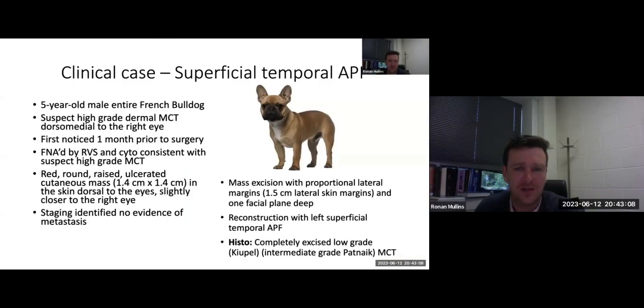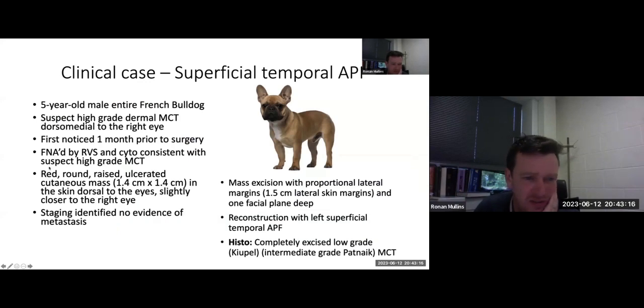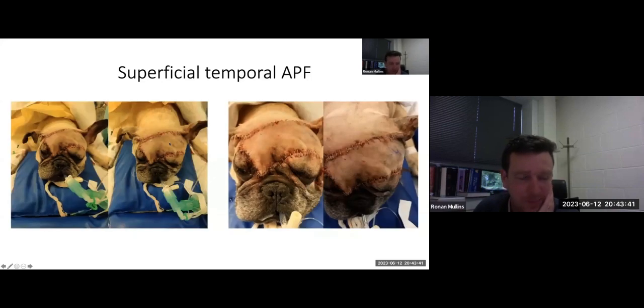Maybe one more. This was a Frenchie with, I think, a mast cell tumor, a suspected high-grade mast cell tumor. This lesion was just dorsal medial to the patient's right eye, and this is a very conventional use of this flap. If you were to try to close this primarily, you probably would have a lot of pulling on that eye, or exposure, keratitis or ectropion and things like that. So this flap can be quite nice to achieve closure without any degree of tension on that wound.